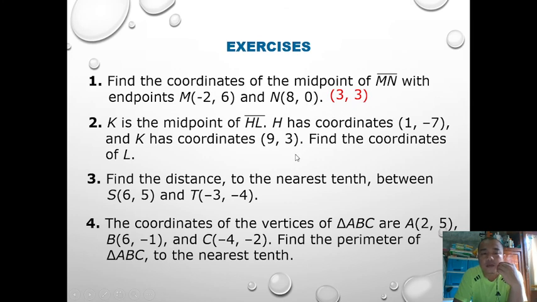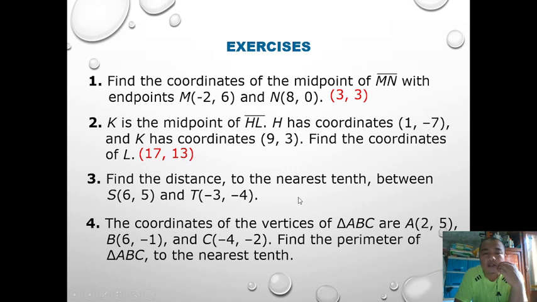Number 2: K is the midpoint of HL. H has coordinates 1, negative 7, and K has coordinates 9, 3. Find the coordinates of L. 5 seconds. The answer is 17, 13. Just multiply the coordinates of the midpoint by 2, then subtract the coordinates of the given endpoint. So 18 minus 1, 17. 6 minus negative 7, 13.